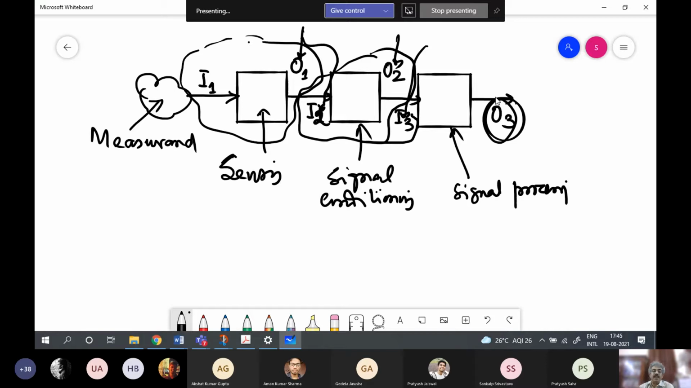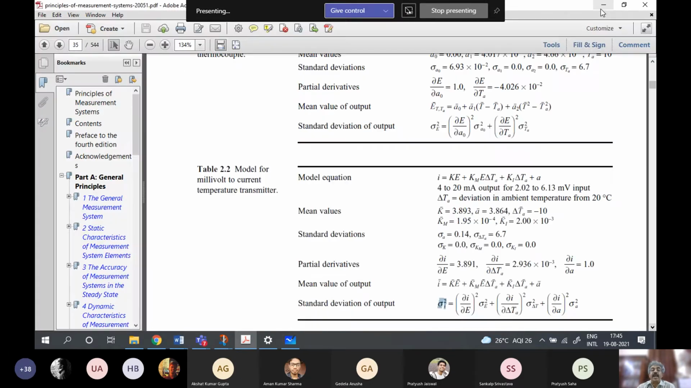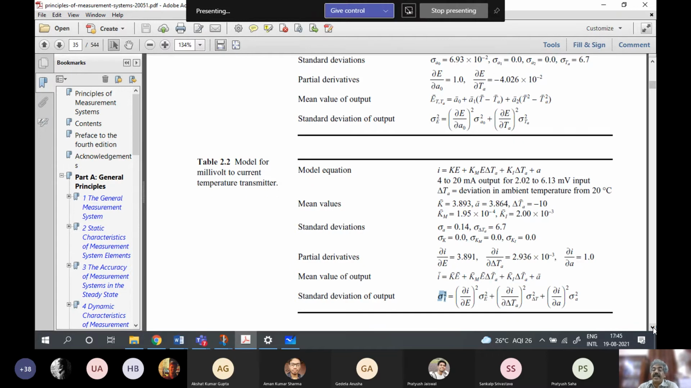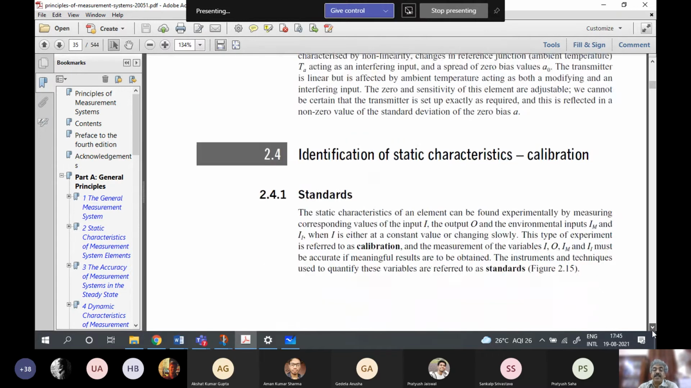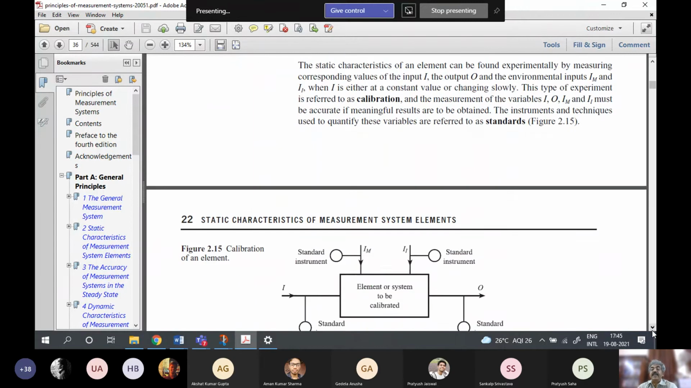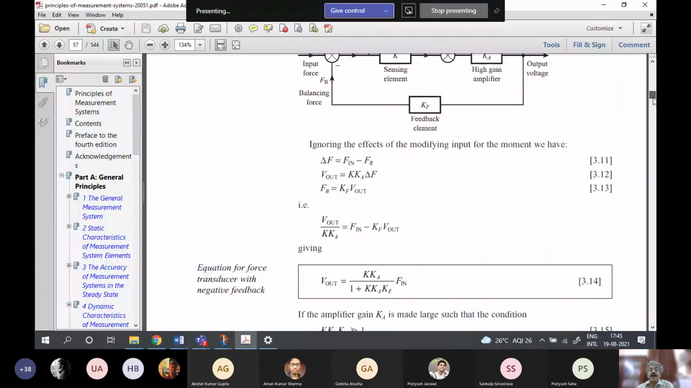So in a measurement system of individual blocks, if we know the characteristics of these blocks, then we can put these characteristics together and calculate the uncertainty in measurement that we can expect from the whole system. This is a very interesting thing. We'll come to calibration later, but this is exactly what is done in the next chapter.